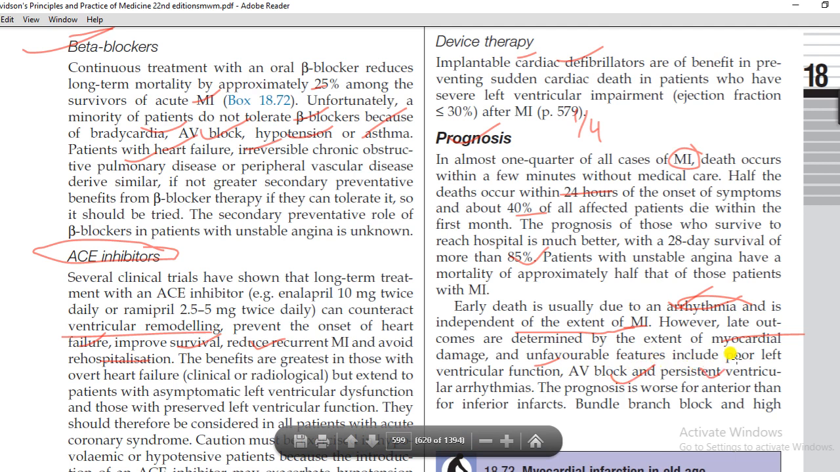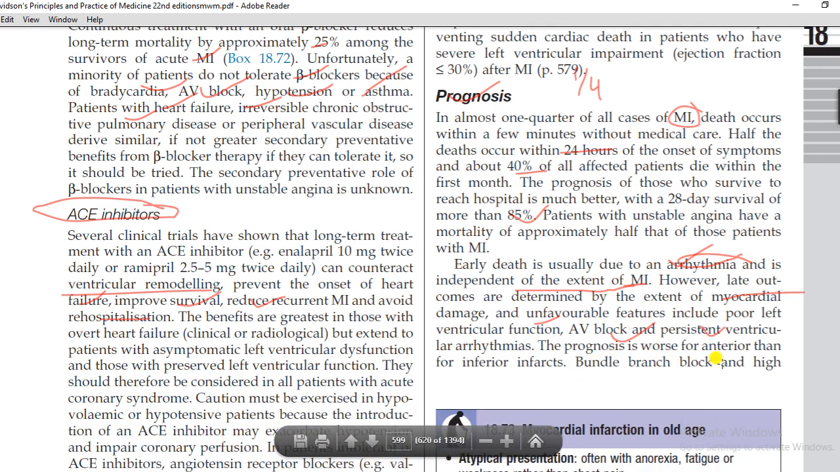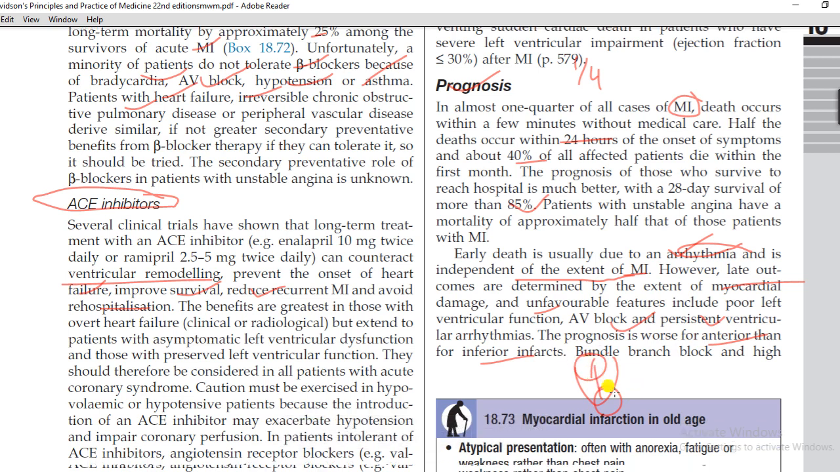If we block persistent ventricular arrhythmias, the prognosis is worse for anterior than for inferior infarct. So inferior infarct, in fact, is generally better than the anterior infarct.